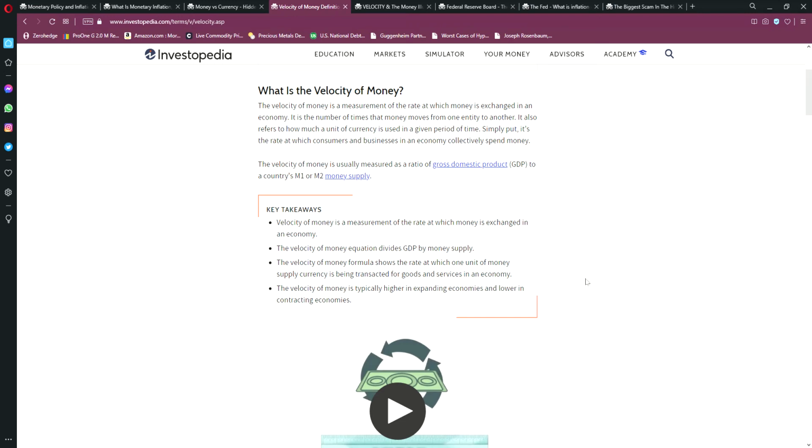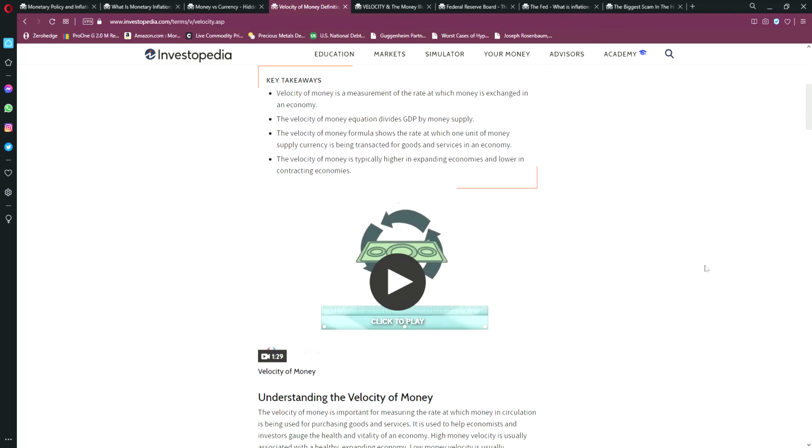That was a mouthful. In other words, it just shows the rate at which a dollar is moving from you to another person and to another person and to another person. I don't know why they jargonize it. Yes, I do, actually. And that's why we're doing what we're doing today. So the velocity of money is typically higher in expanding economies and lower in contracting economies.